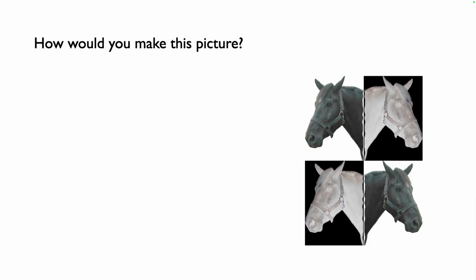How could you make this more complicated picture? Well, what have we got at the top? What we've got at the top is what we had before. So we've got the black horse and the reflected white horse. How do you think we can make the whole picture? What does the bottom line look like? How do we get the bottom line?